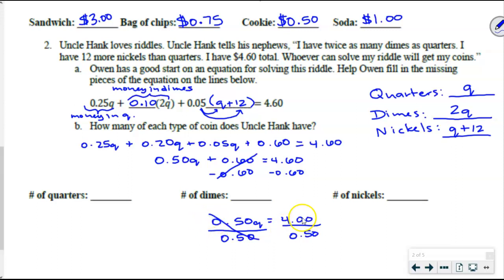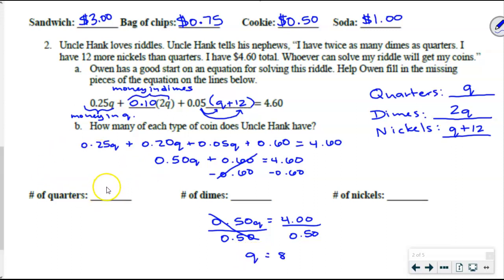And I'll wait until I see hands. $4 divided by 0.50. How many half dollars fit into $4? Brock. Try again. Watch your decimals when you're typing it into your calculator. 4.00 divided by 0.50, q is equal to 8.